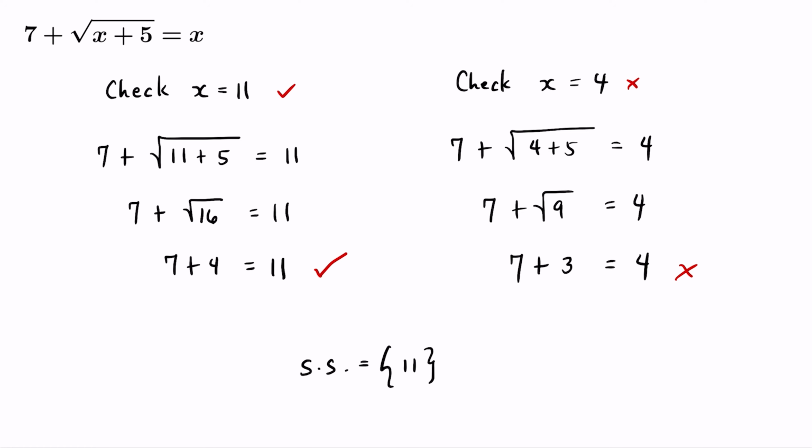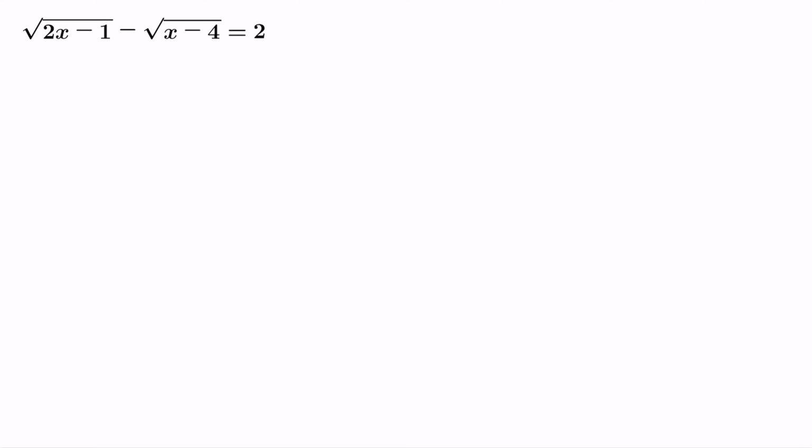Let's move to the last equation. To solve this last equation, our first step is to isolate one radical. So let's isolate the square root of 2x minus 1 and move the other radical to the right-hand side of the equation. So we have square root of x minus 4, and then plus 2. Now let's get rid of the square root on the left-hand side by squaring both sides of this equation.